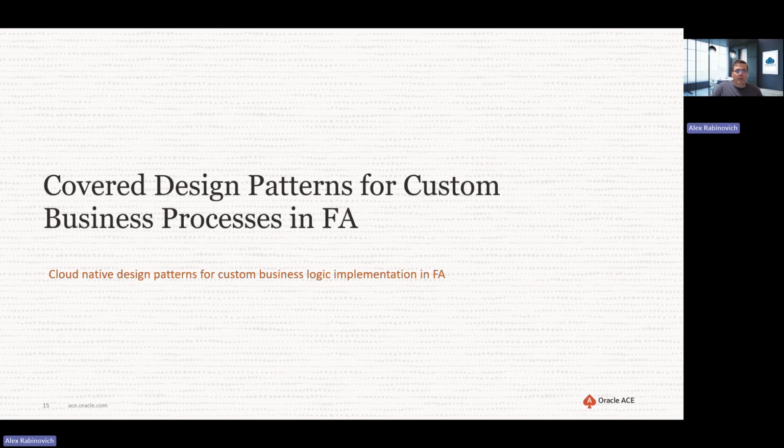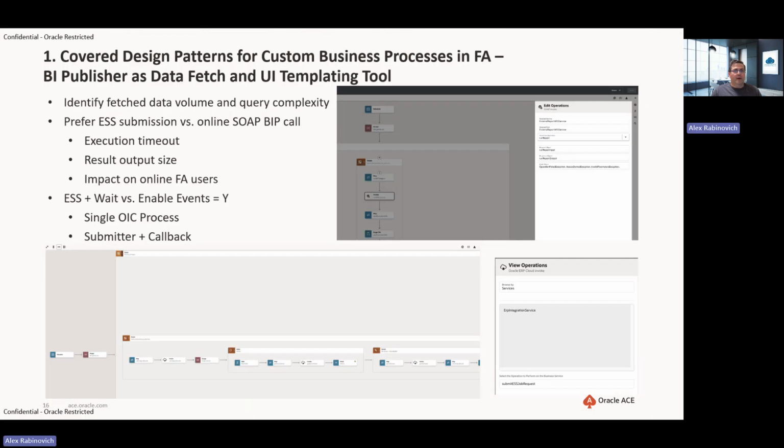Now we are going to dive into actual implementation techniques and consideration for creating the business process we talked about and their exposure. So first of all, let's talk about BIP Publisher. It is the main tool that allows us access to a database and selecting data from Fusion, and allowing their manipulation within OIC.